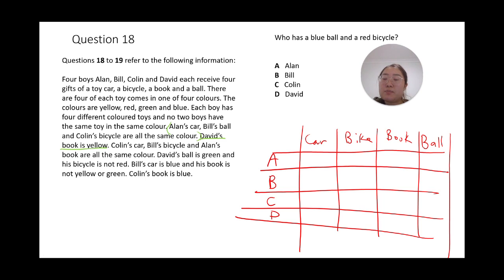And here it says David's book is yellow. So for David, for book, we'll write Y for yellow straight away. That's done. Again, Colin's car, the same color. We can't work this out just yet. I'm going to move on to the next one.